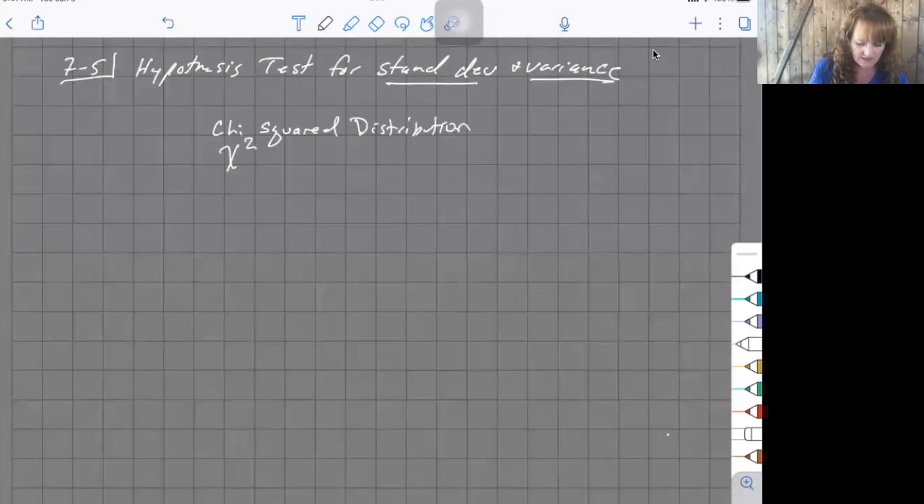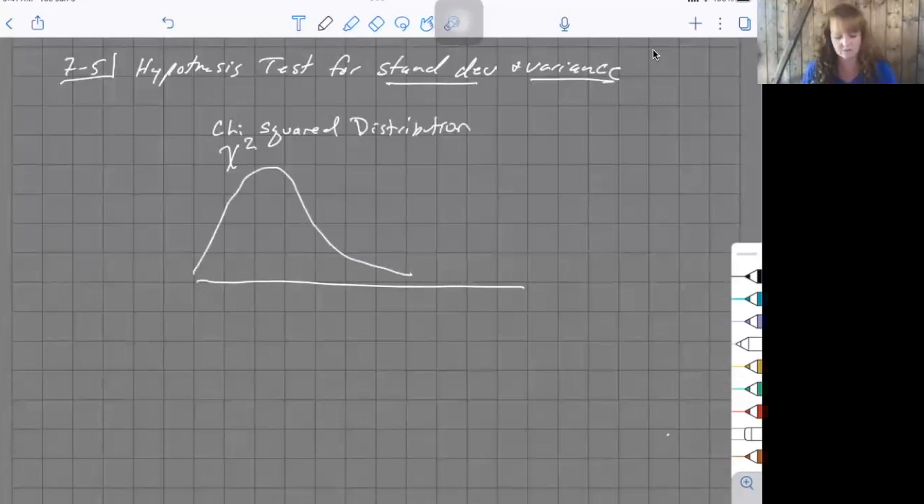And it looks kind of like this. Instead of being symmetric, it's actually skewed right. It's high on the left and then has a longer tail out the right. In addition, all of these values down here are positive. So they're going to start at 0 and go on up. Whereas the standard normal curve has 0 in the middle and goes negative and positive, this distribution does not.